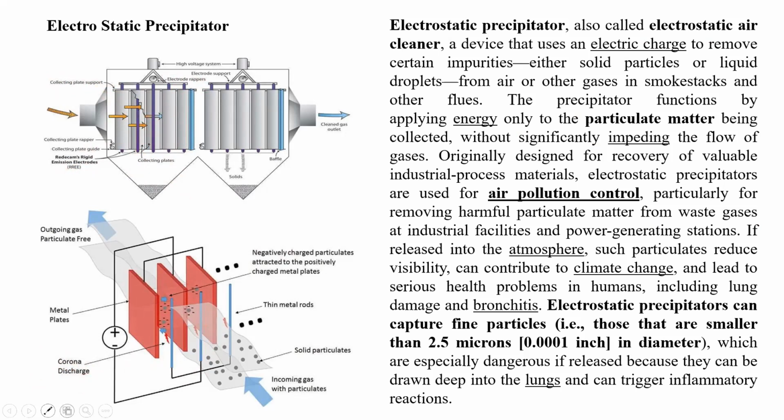The word corona is famous now, but we have already studied this corona effect in the electrostatic precipitator. Negatively charged particulates are attracted to the positively charged metal plates. These are the metal rods, the electrodes. The incoming gases carry solid particulates, and the outgoing gas is almost particulate free, since almost all particles down to 2.5 microns are attracted in this ESP.